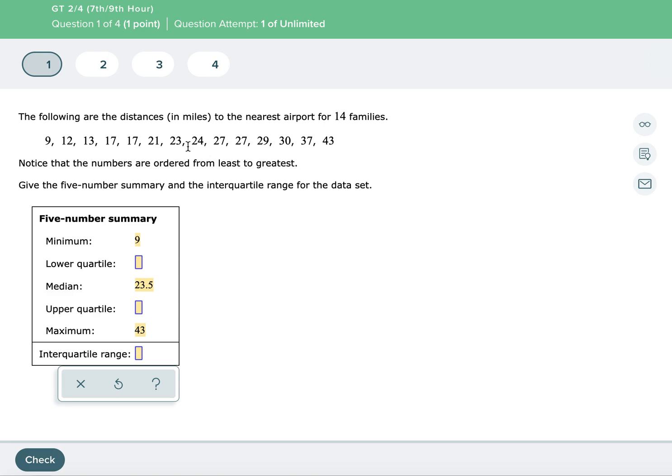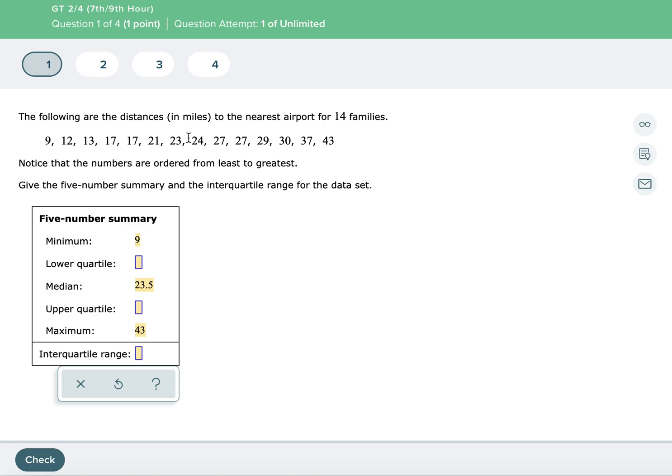Now, you never include the median, ever, when you do lower quartile and upper quartile. So now that we know the middle of the set is here, where I'm moving my cursor, I'm going to use the remaining numbers on the left to find my lower quartile, and then I'll repeat this with the numbers on the right of my median to find my upper quartile.